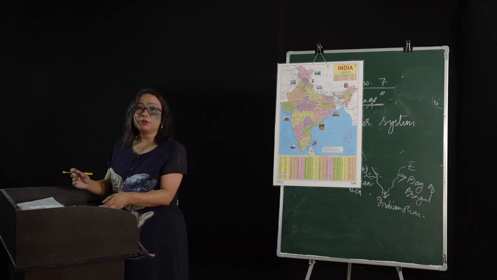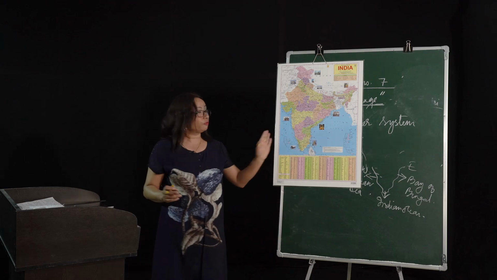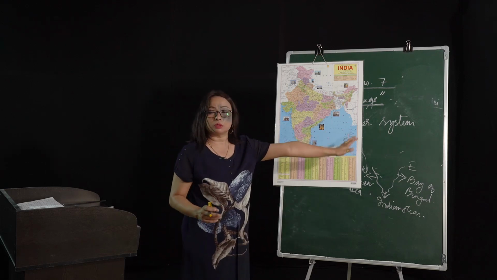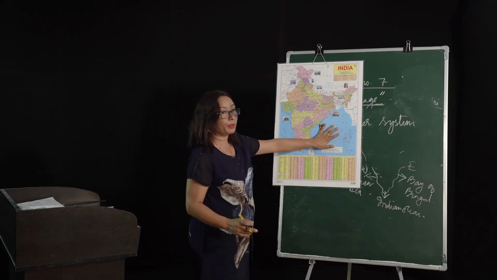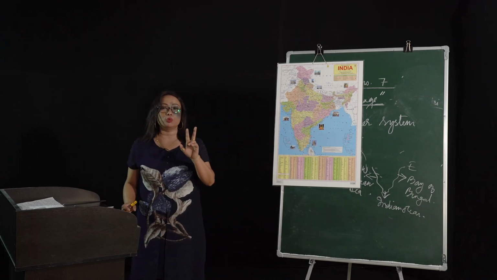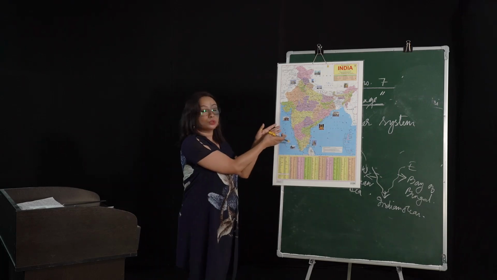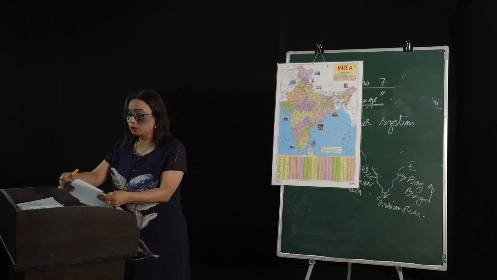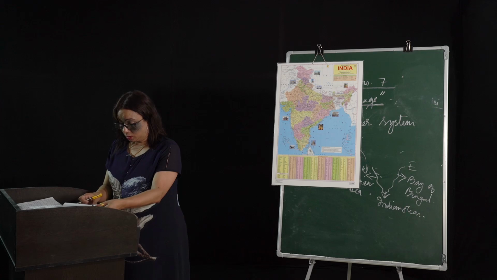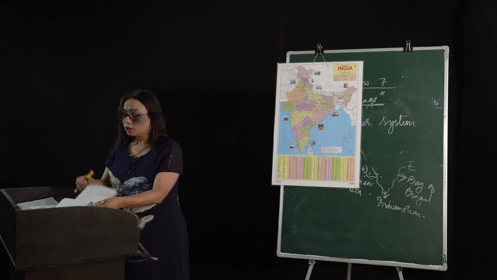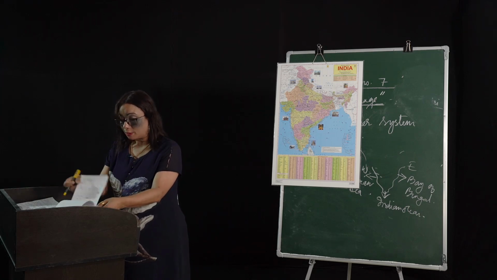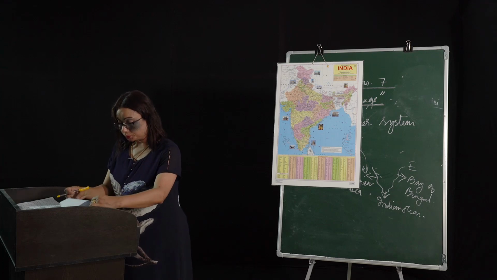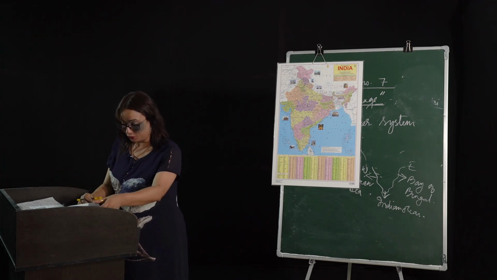The Narmada and the Tapi River are two, all the other rivers flow into the Bay of Bengal. It finally goes and drains its water into the Bay of Bengal. Narmada and the Tapi are the only two peninsular rivers that drain their water into the Arabian Sea. So, Tapi River, the last one, Tapi River. Narmada I have already explained to you.